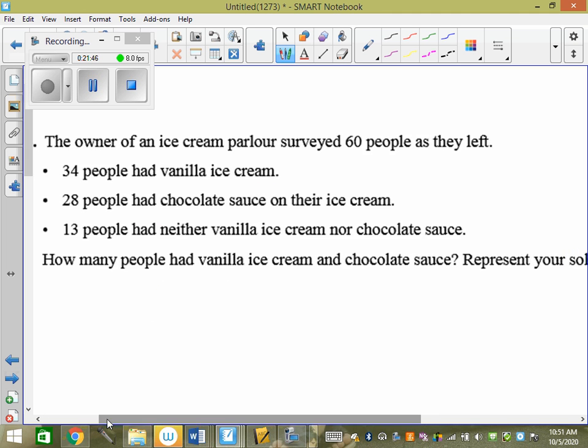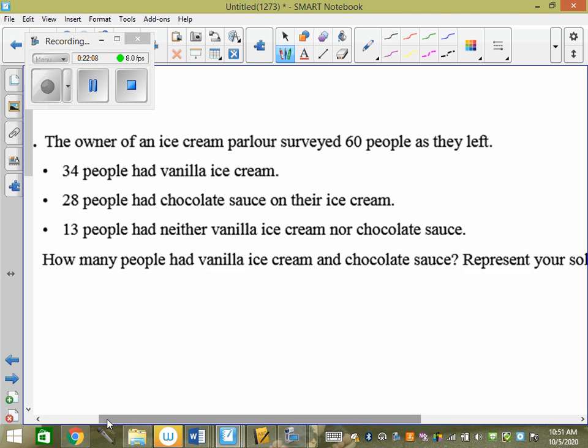The owner of an ice cream parlor surveyed 60 people as they left. And if I were you, I would be highlighting, because all of this is words and words and words, right? I highlight important information, and then I label it like total or only or this or that, because highlighting is where it's at in math, because that's what helps you. So we surveyed 60 people as they left.